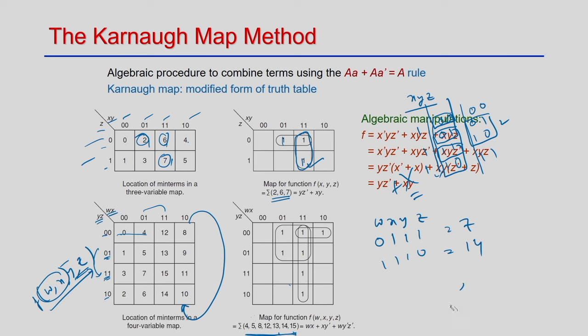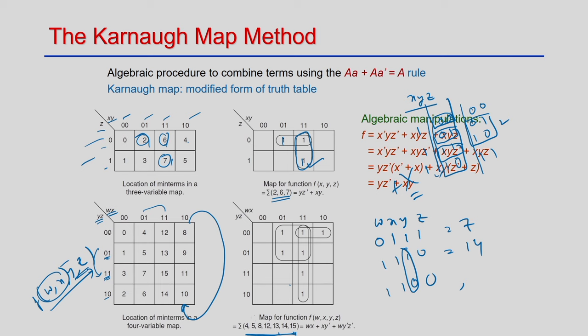For example, this 12 is 1, 1, 0, 0, and this 14 is 1, 1, 1, 0. So they differ in only a single bit. Even the first row and the last row are adjacent, because it is kind of a pipe. In a similar way, 2 and 0 are adjacent, 6 and 4 are adjacent, and 10 and 8 are also adjacent in the Karnaugh map.